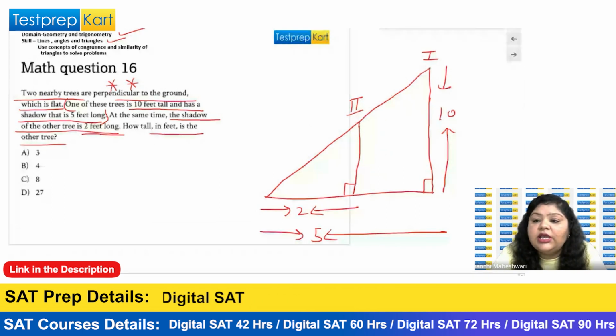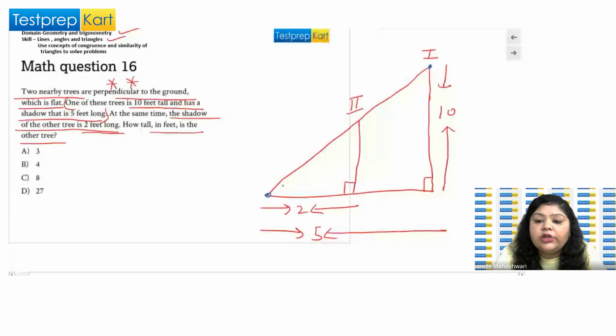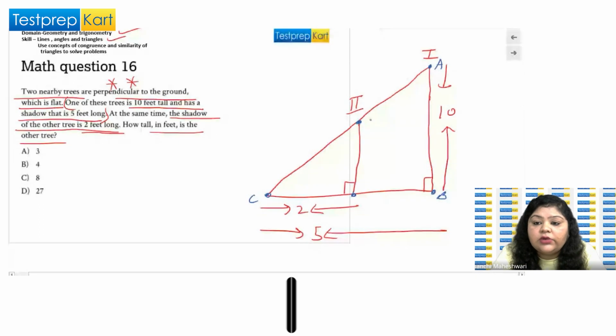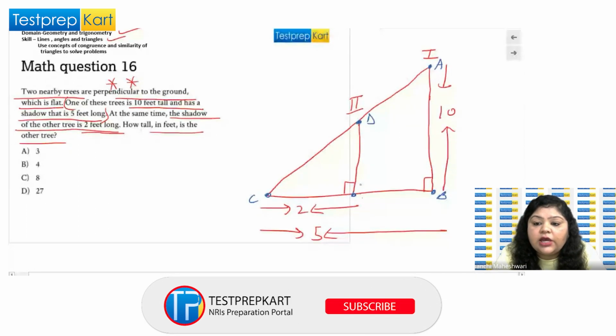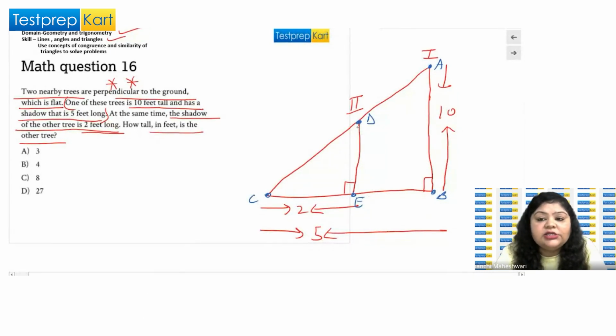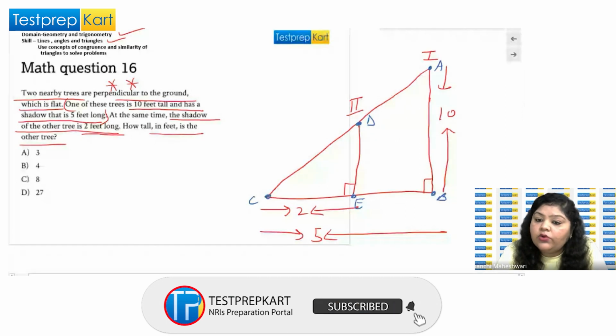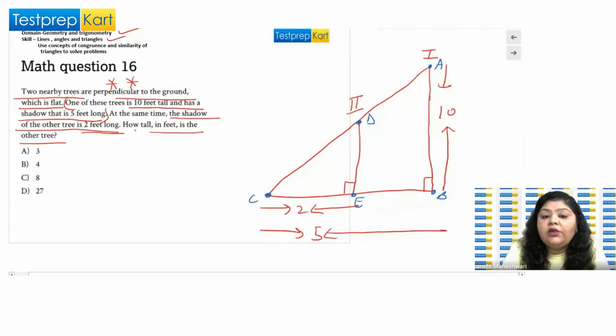Now let me name these points so that you will not get confused about which we were talking about. Let me name this point A, this point B, this point C, and this one is our point D, and this one is our point E itself. Do remember, AB is the first tree, DE is the second tree. The shadow of AB is BC, and the shadow of DE is CE. I hope now you will remember all of these things. Now we have to find how tall in feet the other tree is. Other tree means you have to find the height of the second tree.